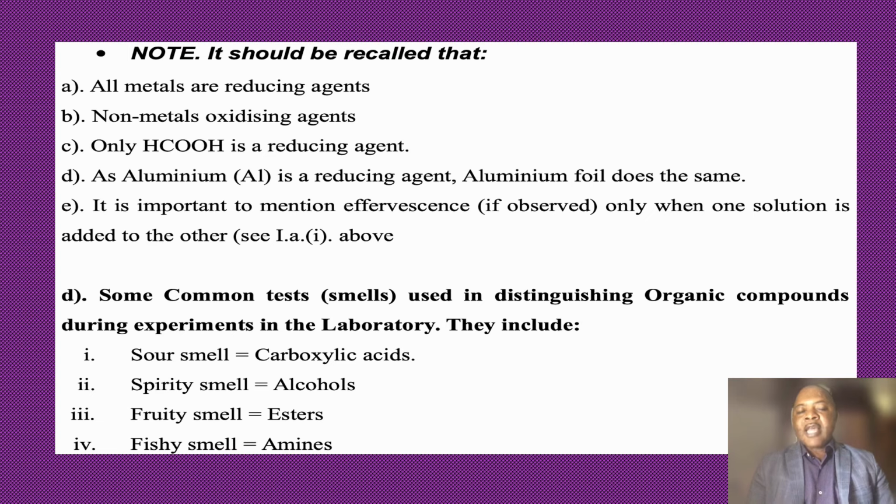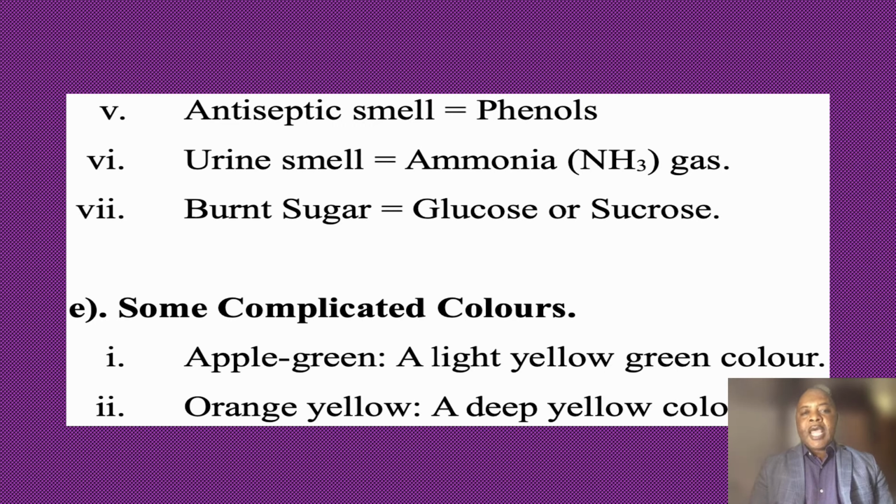Any organic compound that gives a fishy smell, like a fresh fish, is an amine, NH2. Any other organic compound that has an antiseptic smell is a phenol. Anyone that smells like urine, know that it has ammonia in it. It is ammonia gas. It has ammonia in it.